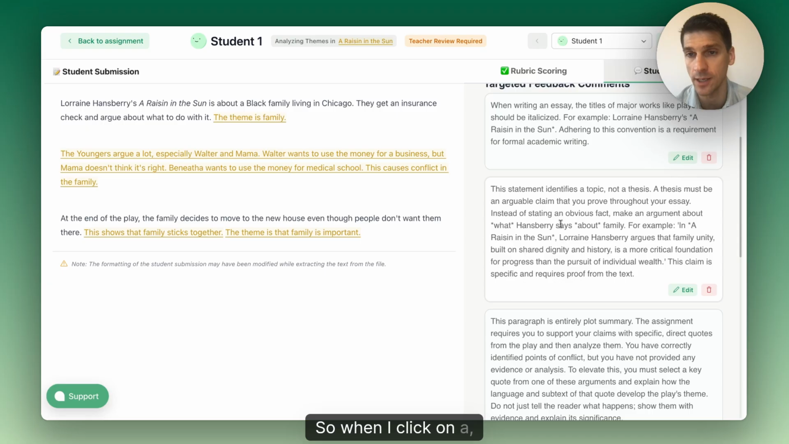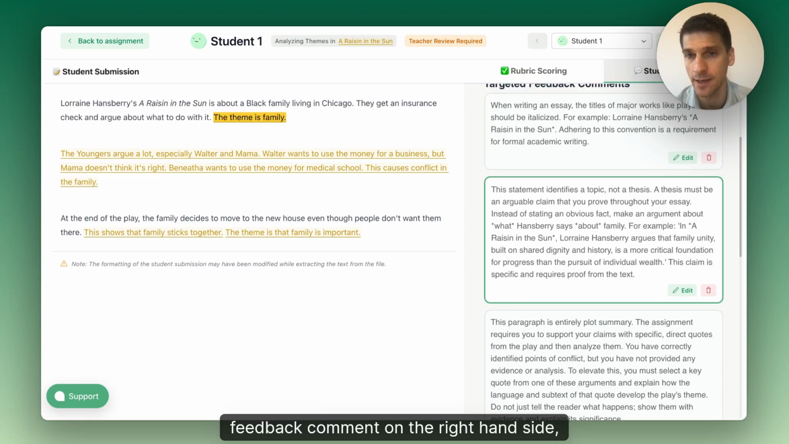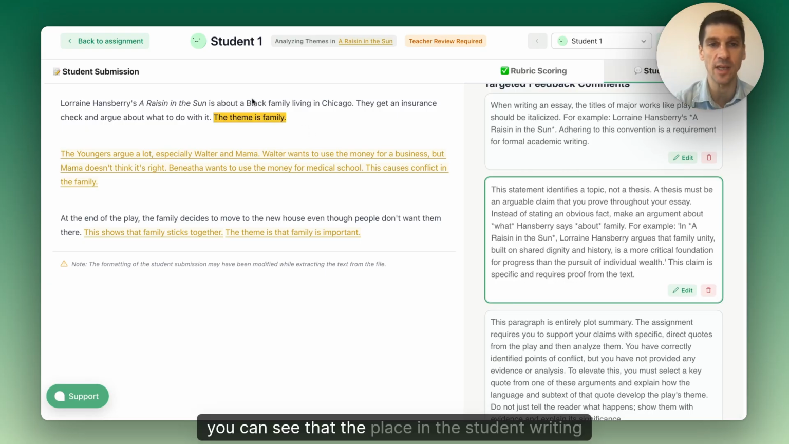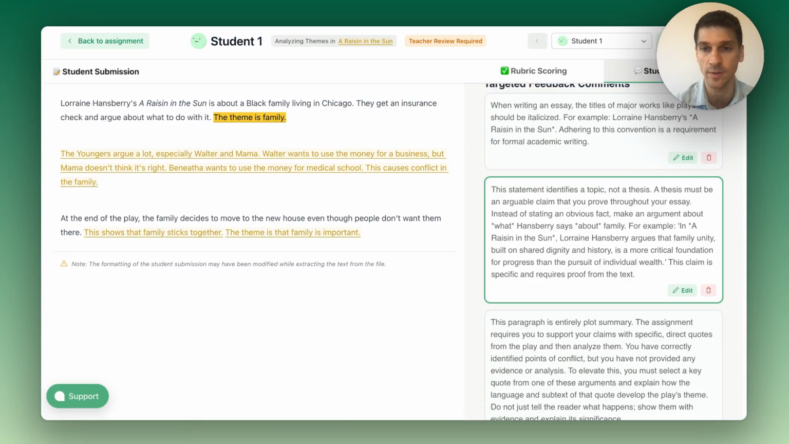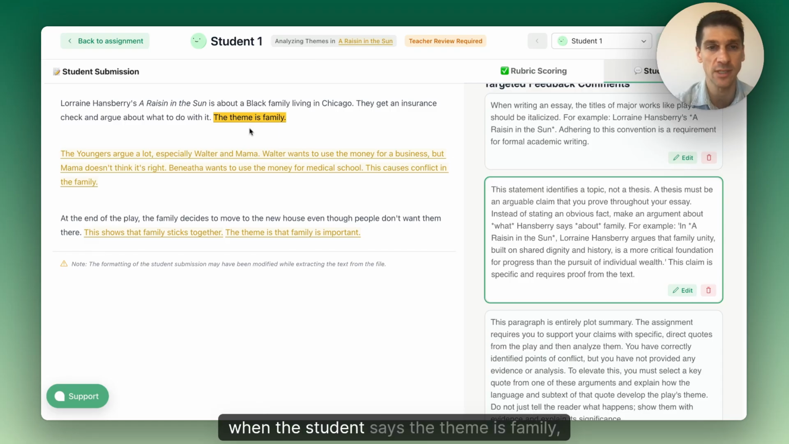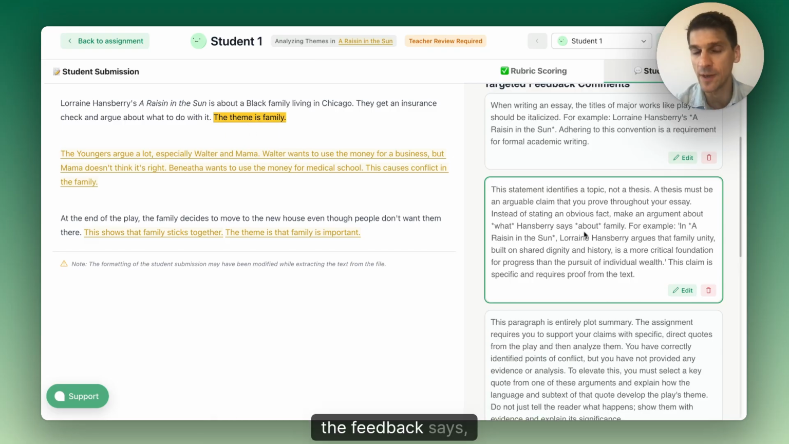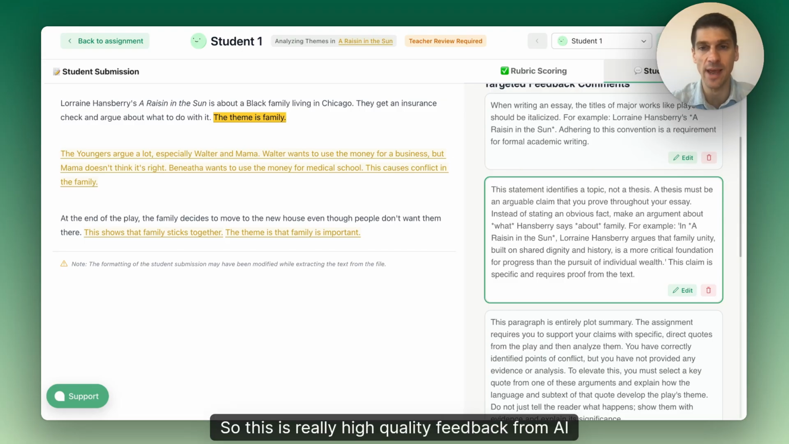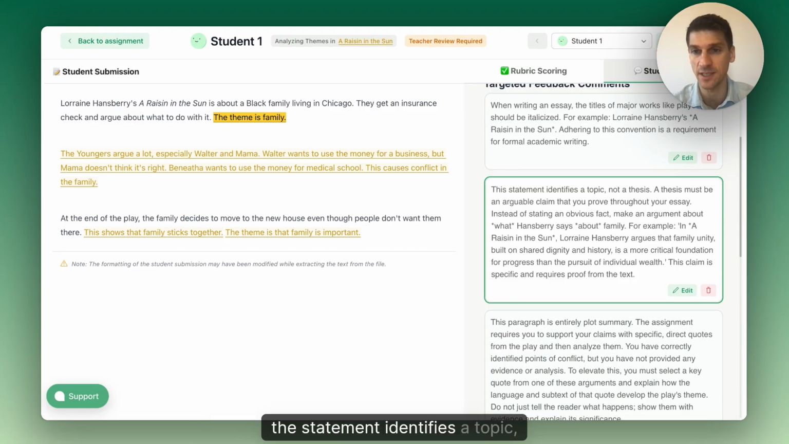So when I click on a feedback comment on the right-hand side, you can see that the place in the student writing that directly connects to that feedback is highlighted on the left-hand side in the student work. So we can see how they connect. When the student says the theme is family, the feedback says this statement identifies a topic, not a thesis. So this is really high quality feedback from AI here.